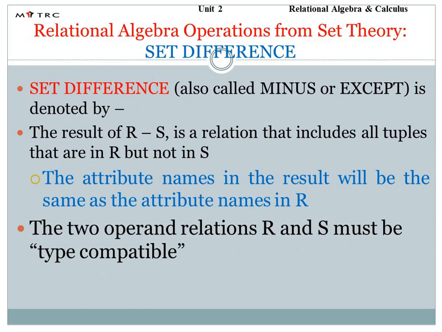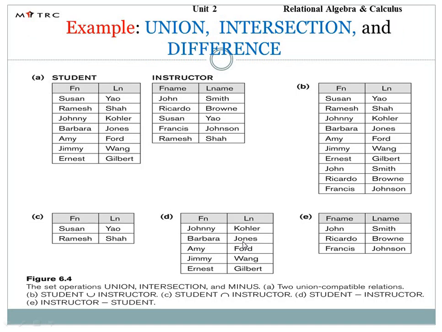Similarly, we have the third operation from set theory, that is the set difference. The set difference, which is also called minus or except, is denoted by R minus S. It is the relation that includes all the tuples that are present in the first one, that is R, but not in S. The attribute names in the result will be the same as the attribute names in R, so there will be no change in the names of attributes, and it also follows type compatibility.